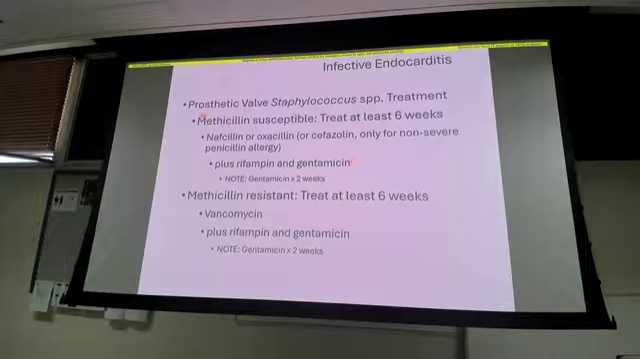So, keywords: prosthetic, staph. If I'm susceptible, meaning I'm not resistant, then I have my nafcillin, oxacillin, or dicloxacillin. If I'm allergic, I have cefazolin, and then I'm adding my rifampin or my gentamicin, but just for 2 weeks. And if I am resistant, so think about your MRSA options, then I'm usually using my vanc, and I'm still going to do that first 2 weeks with my rifampin and my gentamicin to help break up those plaques because I'm a prosthetic valve. At least 6 weeks. Sometimes we go longer with these patients who have prosthetic valves.